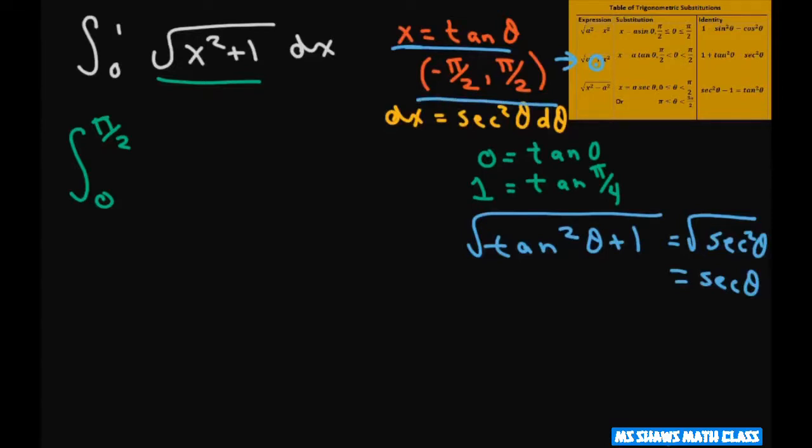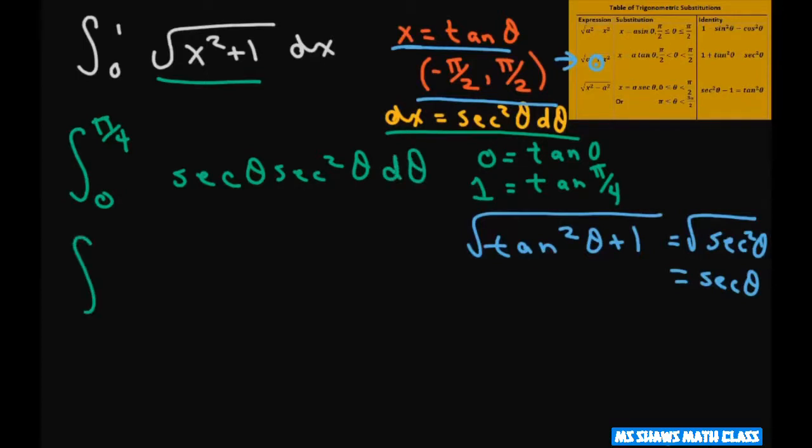So basically, when you substitute this, you're going to get secant, and this should be pi over 4. This is going to be secant theta times dx, which is secant squared theta d theta. So this ends up being the integral from 0 to pi over 4 of secant cubed theta d theta.